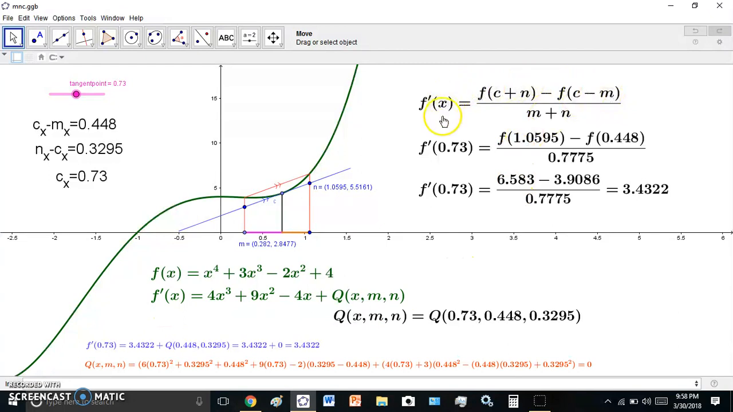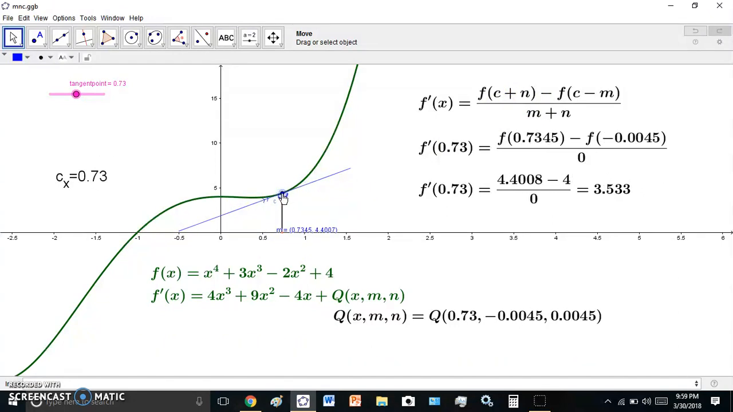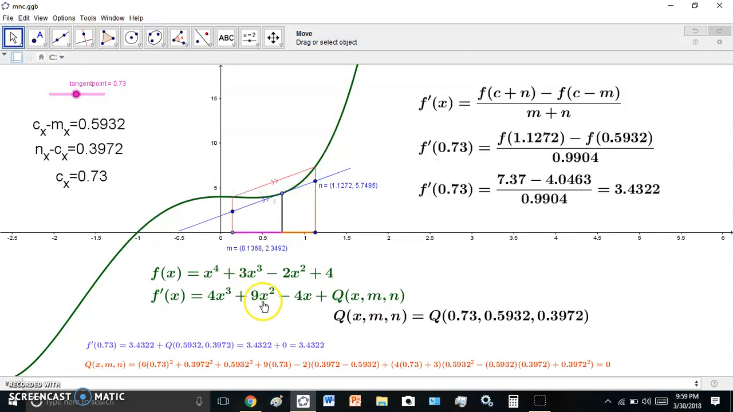When I'm calculating the gradient of a parallel secant line, I'm using this form, okay? But now, in this particular format down here, I know that q of x, m, and n is 0. I know that. I have proved it to you, okay? So I don't use this form here when I'm calculating at the tangent line. I don't use that form. I use this form down here, in which case I know that this here is 0, all right?